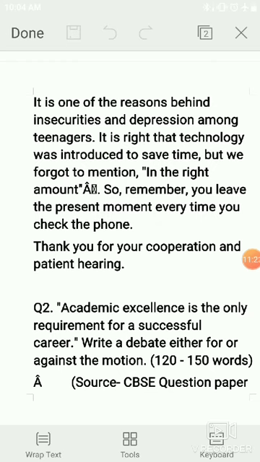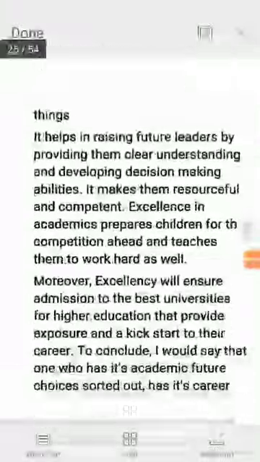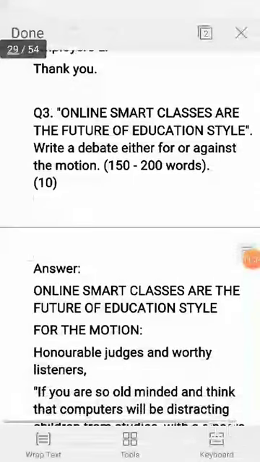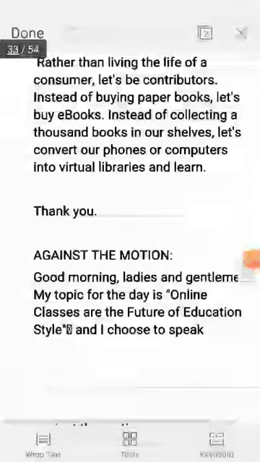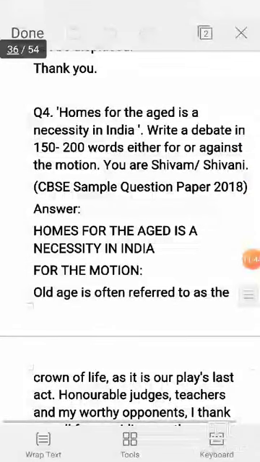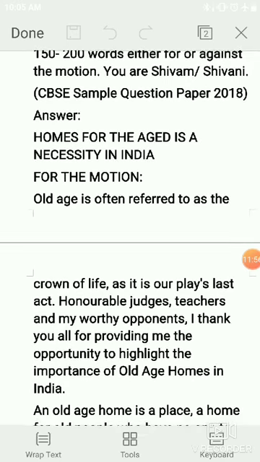This is topic number 1 about social media. And now the next example. So what we will have to write on the other question. The question you are watching on your screen, dear students, is: homes for the aged is a necessity in India. Okay, the topic is homes for the aged is a necessity in India. In this topic we will discuss only for the motion.